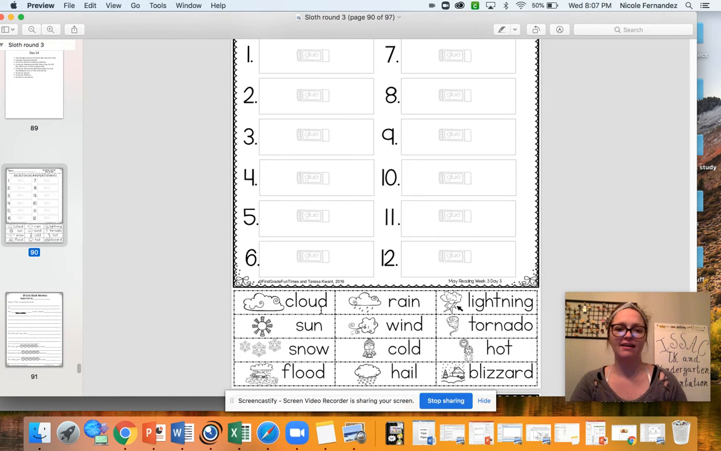So looking at cloud versus cold, they both start with a C. Now we look at the second letter. This one's an L, where this one's an O. So L comes in the alphabet before O. So our word that would go first would be cloud. Okay, so you have some ABC order with that.